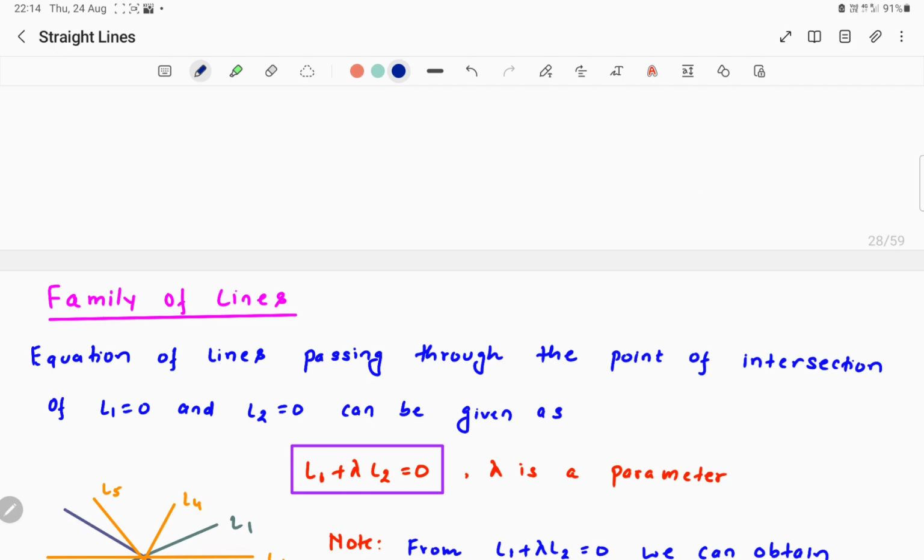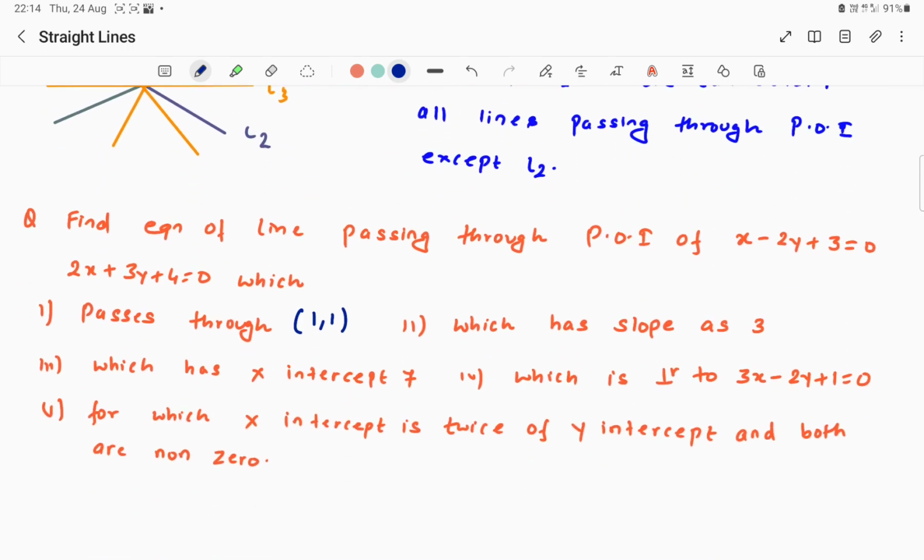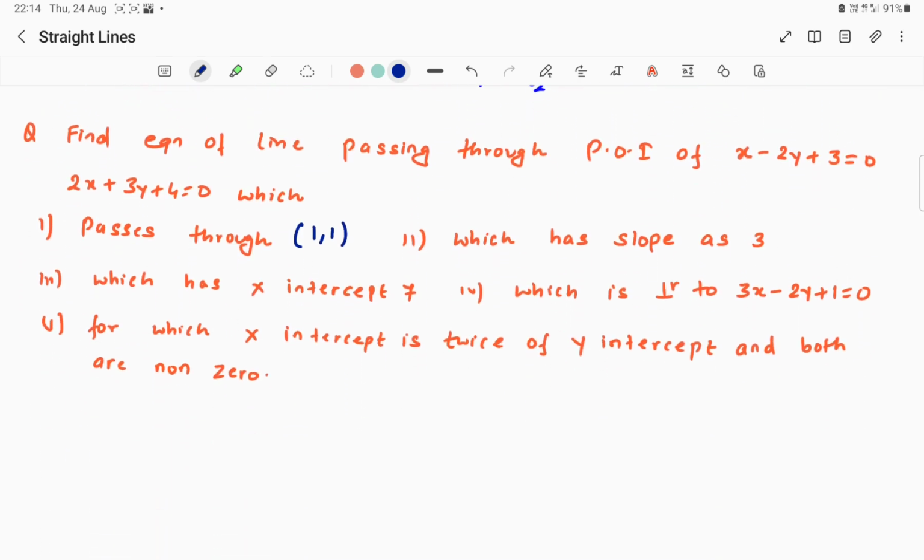Or in the question anyway L2 will be given, isn't it? So if you want the L2 you can directly take it from there. So we'll see the instance if we have to find L2 what needs to be done. So I hope concept wise it is clear that L1 plus lambda L2 equal to 0, where lambda is a parameter, represents all the lines passing through the point of intersection of L1 and L2 except L2. So let's do a series of questions.